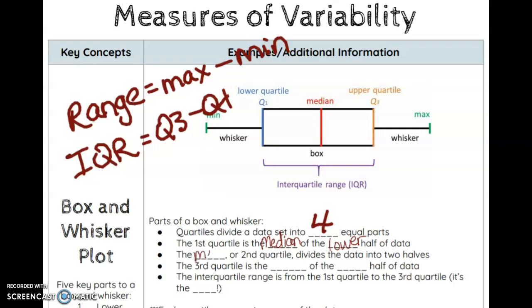Third bullet, the median, or quartile 2, divides the data into 2 halves. The third quartile is the median of the upper half of the data. And then the last bullet, the interquartile range is from the first quartile to the third quartile. It's the box.